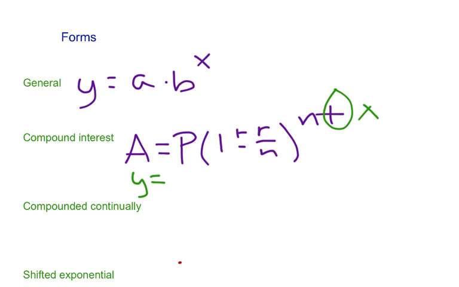In the compound interest, just a reminder that n is the number of compounds in a year. So if it's quarterly, then it'd be 4, and then the interest rate is the decimal. So if it's 5%, then it'd be like 0.05 on that.